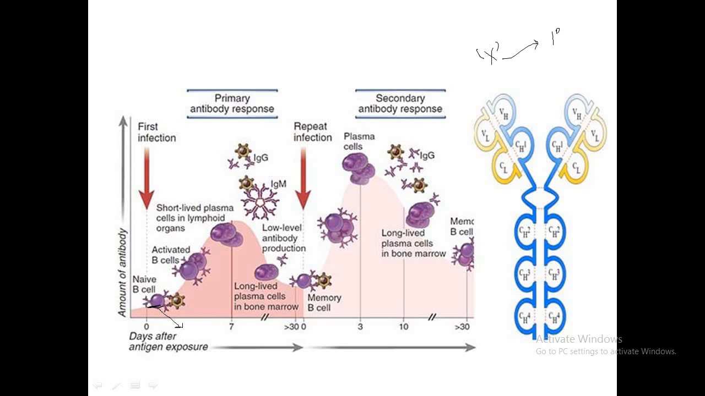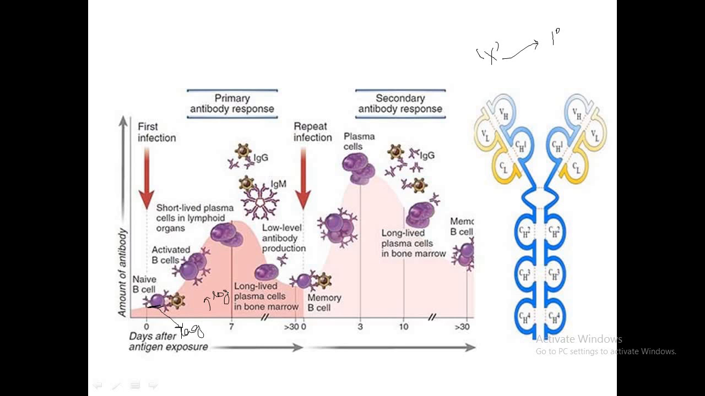So this lag phase, where there is no antibody production, is followed by the log phase. In lag phase there is no production of antibody, and this lag phase is followed by log phase. So what happens in this log phase? In this log phase there is production of antibody. The antibody will be produced, and there will be an increase in the concentration of antibody in our blood.